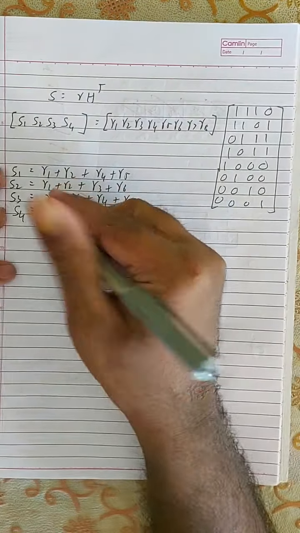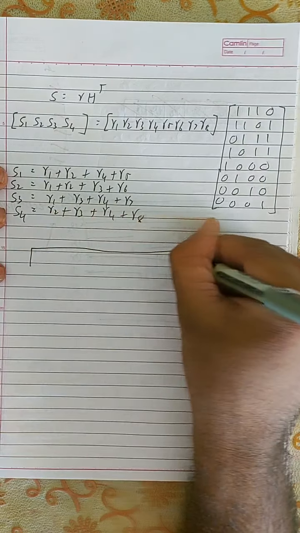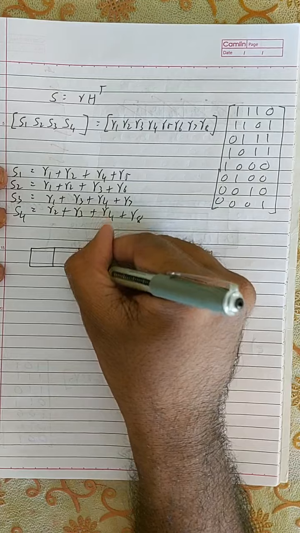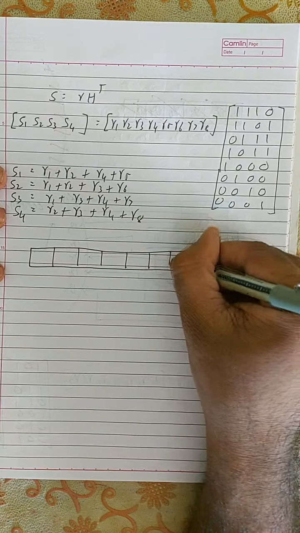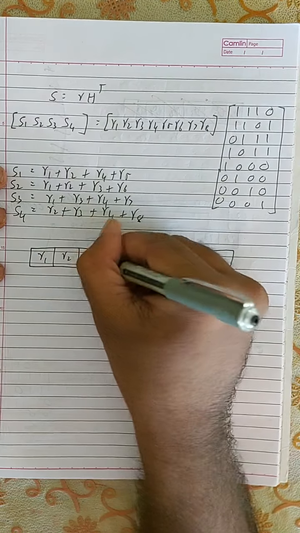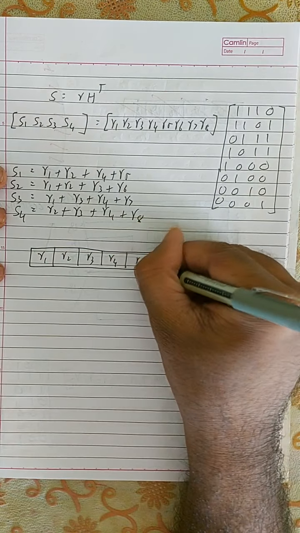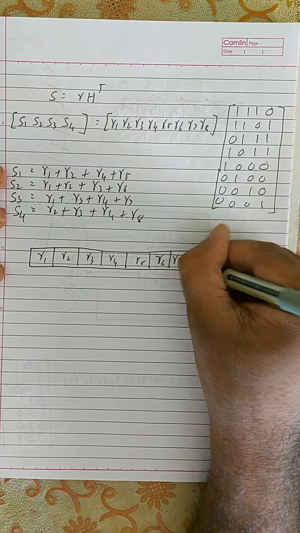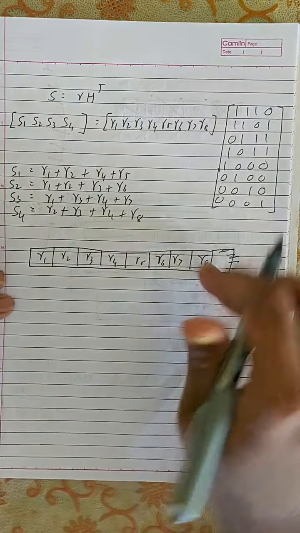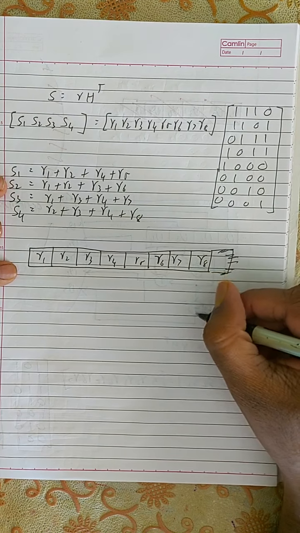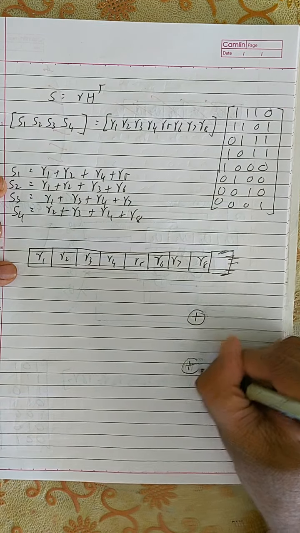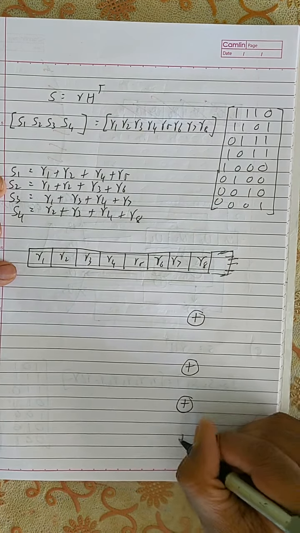So now all you have to do is simply draw the circuit. First you draw the syndrome. First you draw the 8-bit shift register: R1, R2, R3, R4, R5, R6, R7, R8. Okay, this box is not required. So this is the equation for S1, this is the equation for S2, this is the equation for S3, this is the equation for S4.